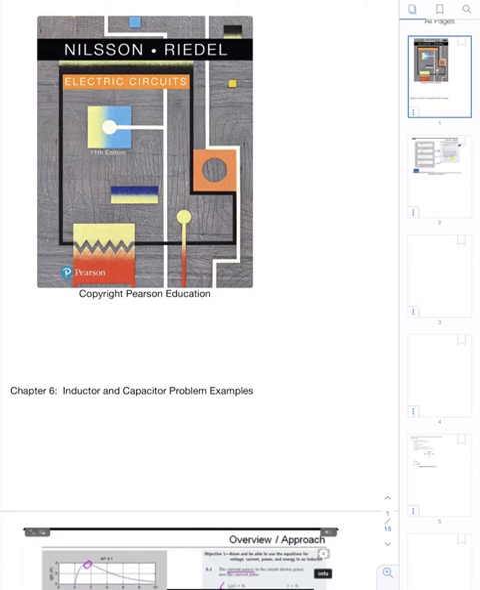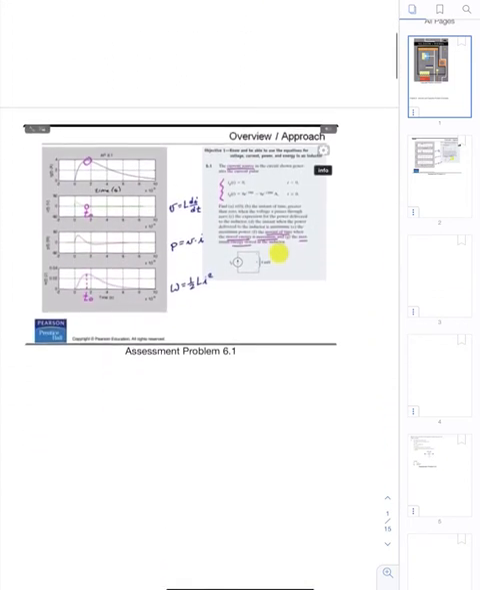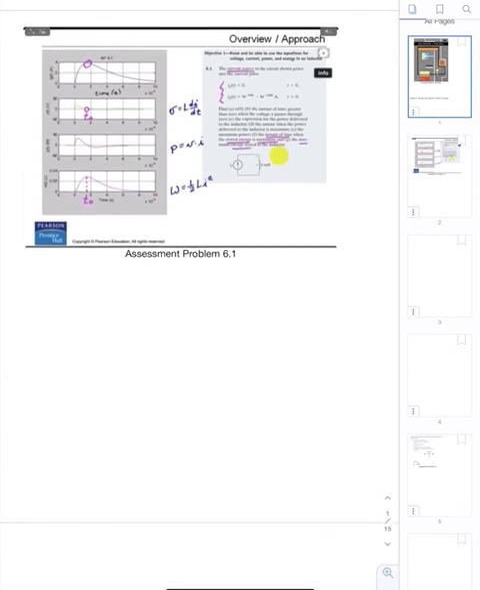Hello. In this video, I would like to do some problems with inductors and capacitors from Chapter 6. The first problem I would like to look at is Assessment Problem 6.1. You'll notice in the text, this problem has a video with it, and I strongly encourage you to take a look at that video.